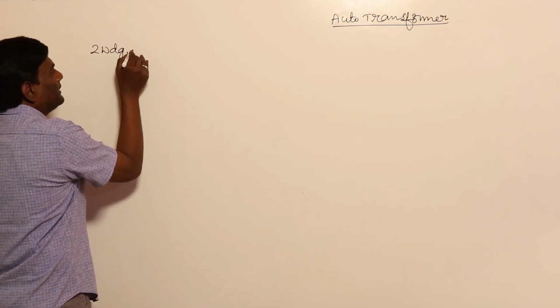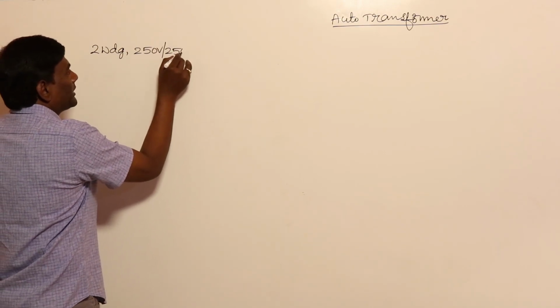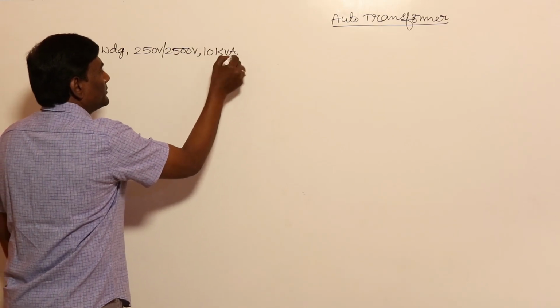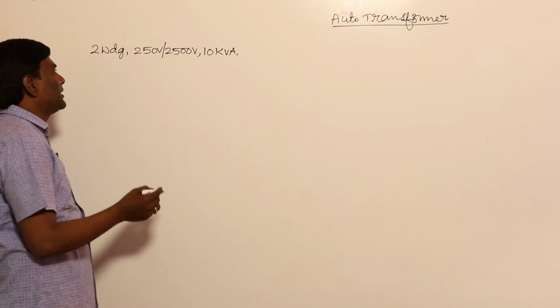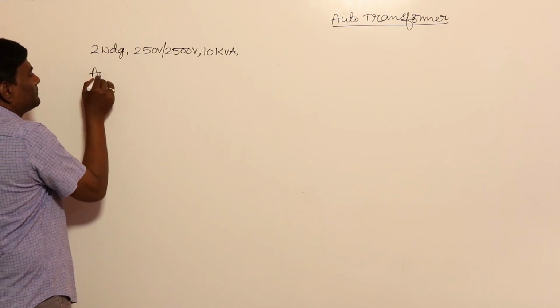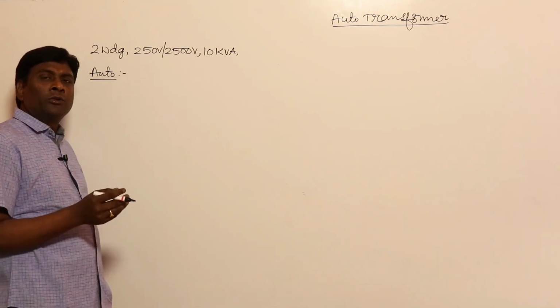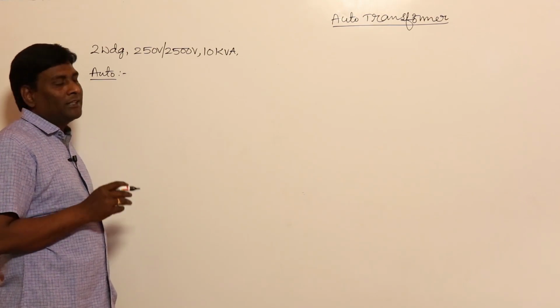Basically the rating is, for example, 250 volts by 2500 volts, 10 kVA transformer. I would like to convert this into an auto transformer. In our previous session we discussed what is the transformed power and what is the conducted power. Now let us calculate for that.